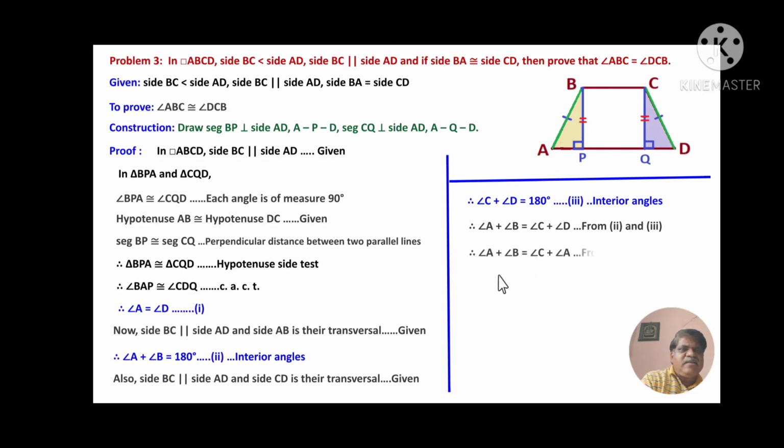Friends, as we have got from equation 1 that angle A is congruent with angle D, replace this D by A. So what will happen? Angle A and angle A get cancelled, so you are getting angle B is equal to angle C. That is, you can write that angle ABC is congruent with angle DCB. Change of the name. So I think you understood this.